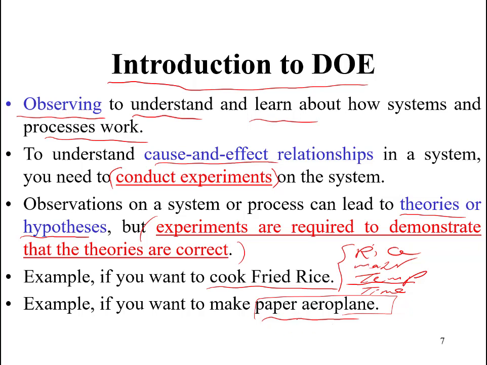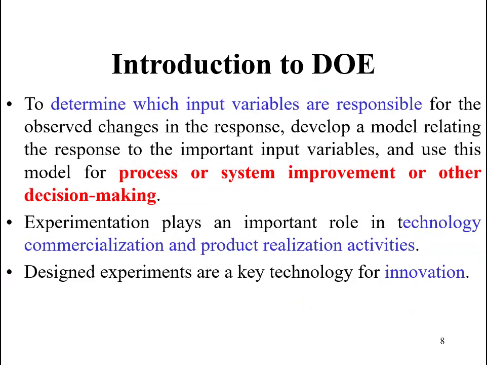So to prepare even a simple object like a paper aeroplane, again, you may need to have a design of experiment. You may think, okay, if I use this kind of paper, it can fly longer, but you need to prove it. So you need to use that paper to prepare the paper aeroplane. These are just a few simple examples of what design of experiment actually is. As you can see here, it can be used in different fields, not only engineering.